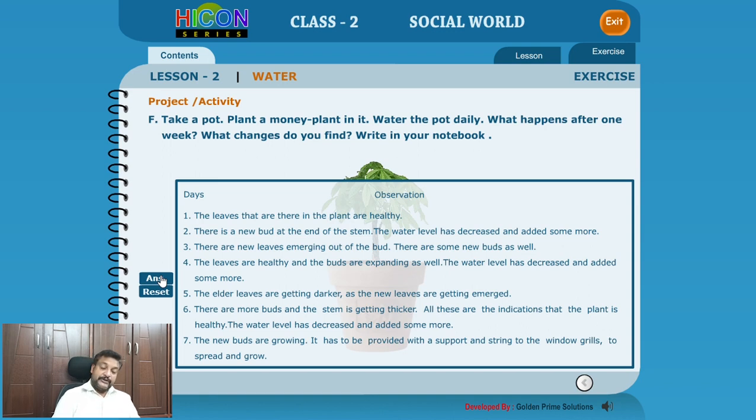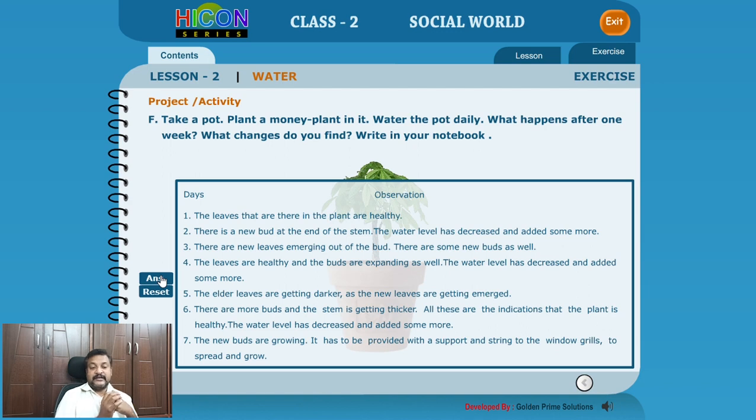Okay. So there are new buds coming out. The leaves are getting bigger. And the stem part of the money plant is getting thicker, which means the plant is really very healthy. Again, the water level has come down and we have to add some more water. On day 7, new buds are growing.